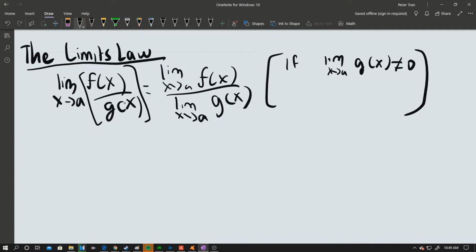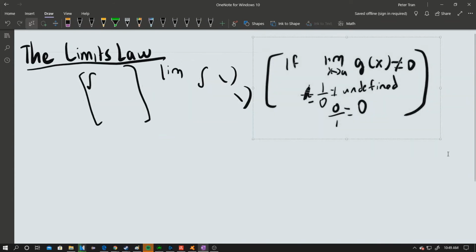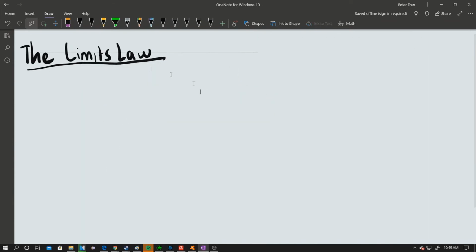The only reason why you don't want g of x equal to 0 is, you guys learned this in algebra. I don't recall my algebra 2 teacher telling us this, but any number with 0 as a denominator is undefined, and any number with 0 as the numerator is 0. So yeah, hope you guys knew that. Just kidding. It's fine. We forget things.